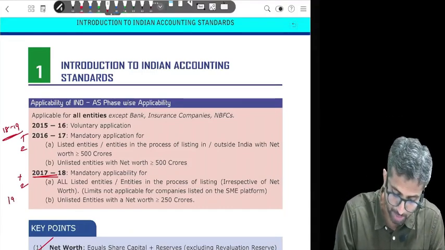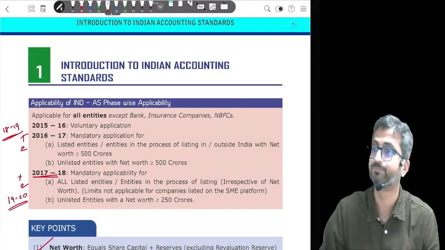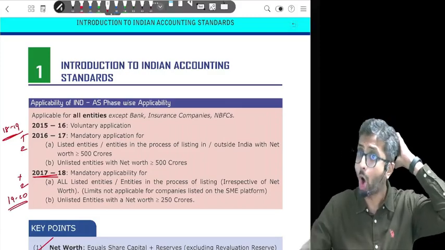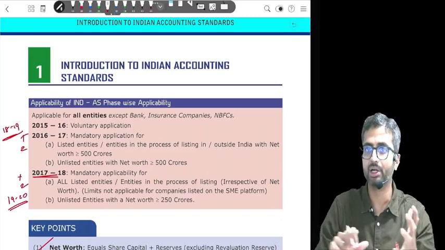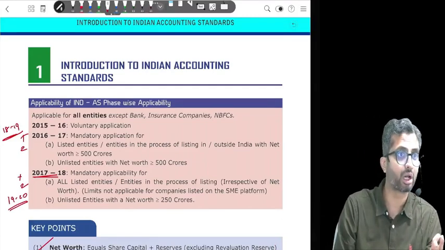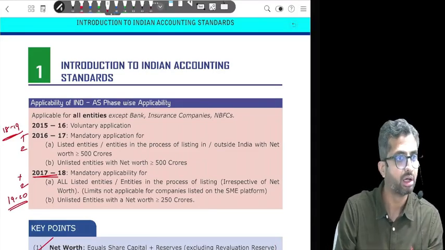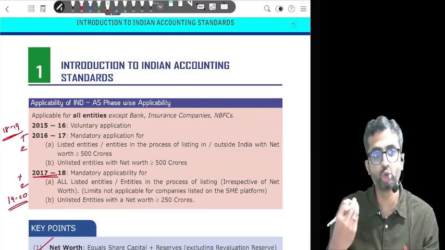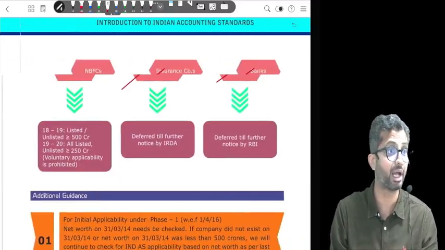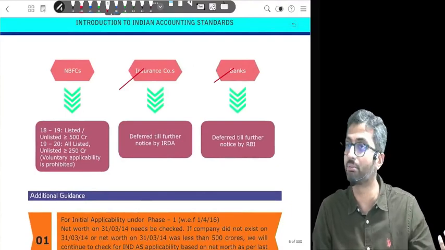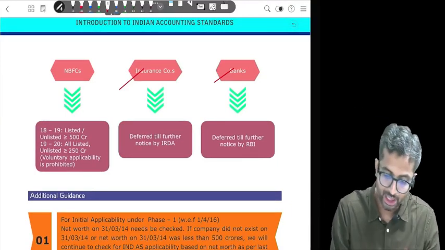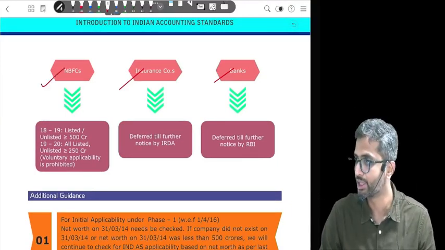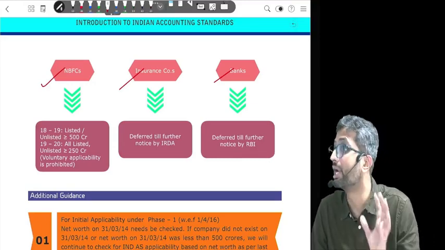Again, for your important purpose, for the year 19-20. In the year 19-20 onwards, same applicability: 250 crores for unlisted, and for listed, no net worth criteria. You will have to follow Ind AS if I'm an NBFC. And there are a lot of NBFCs in the market, okay? So that way they have also moved to Ind AS.